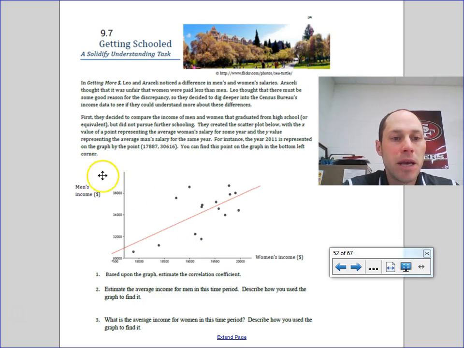So based on the graph, I'd like you to estimate the correlation coefficient of this regression line, and then also estimate the average income for men in this time period, and talk about how you use the graph to find it, and then the same thing for women. What's the average income and how did you find that? So when you're ready to see what I put down, just restart the video, so pause now.